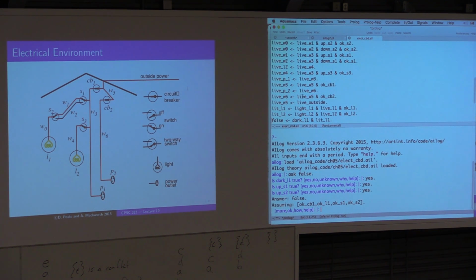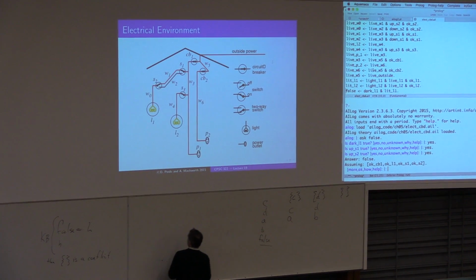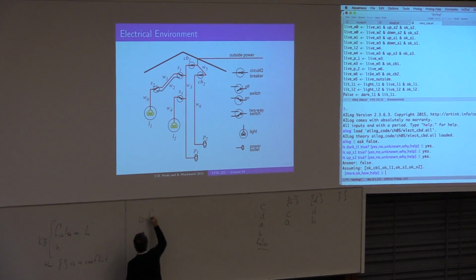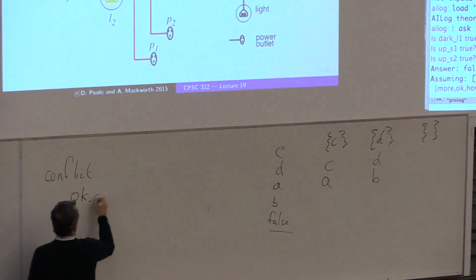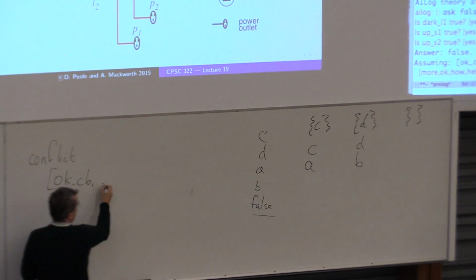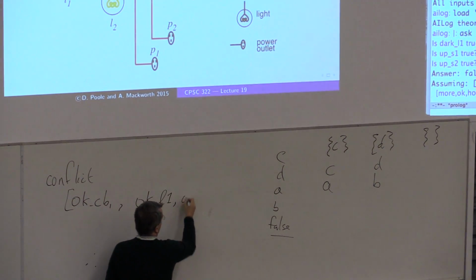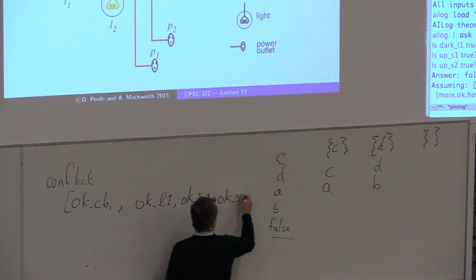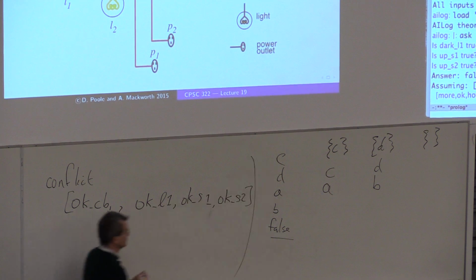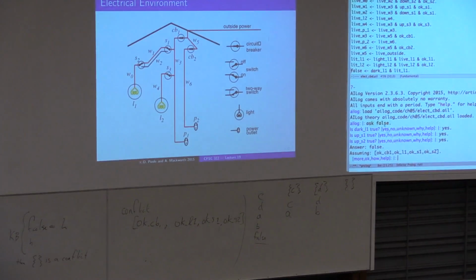So let's write that down. So the one conflict is OK CB1, OK L1, OK S1, and OK S2. And now we could ask, is there any more proof you could do? So we can ask for more.